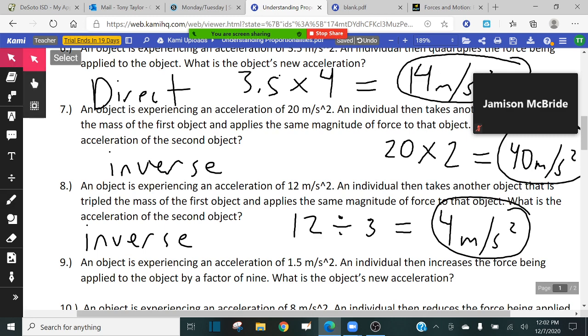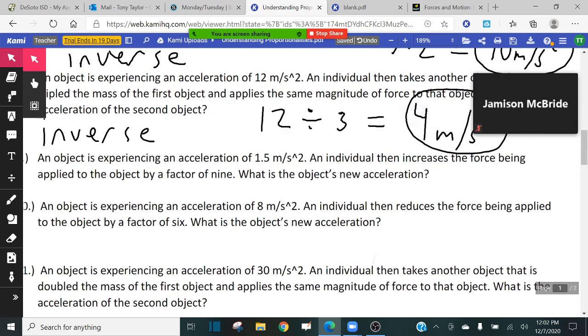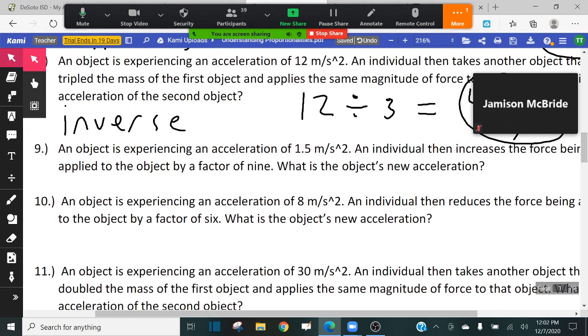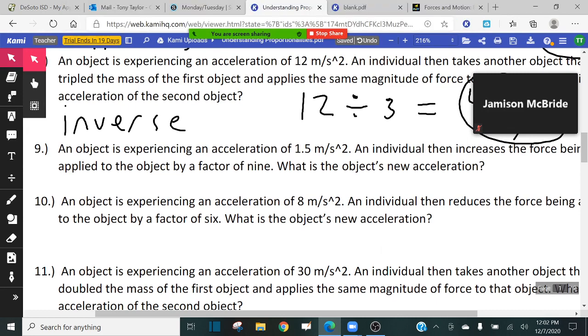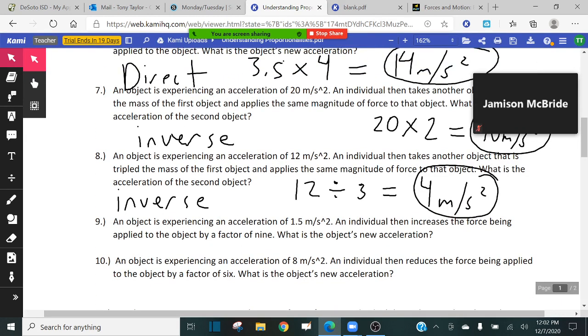All right, guys, let's keep going. I want to finish this first page. No, Braxton, you do not need to write the question. The only thing you have to write is whether you're multiplying or dividing the answer, and then tell me whether the relationship is inverse or direct. That's all you have to write.